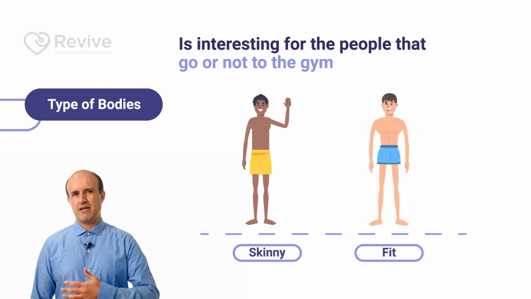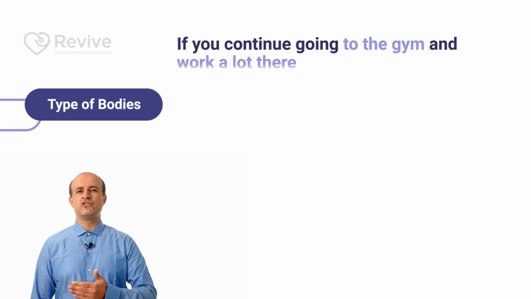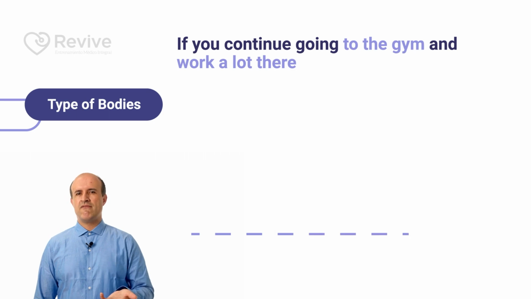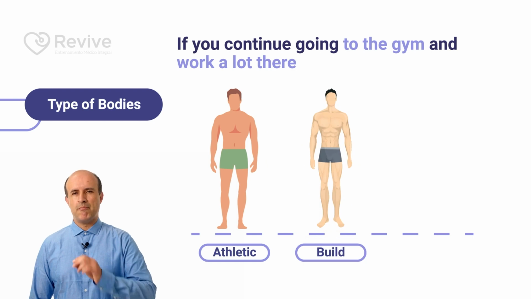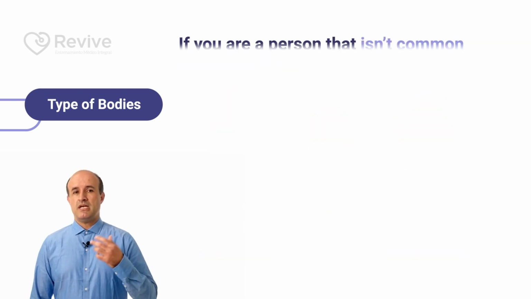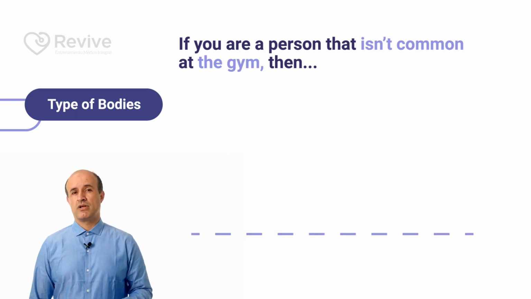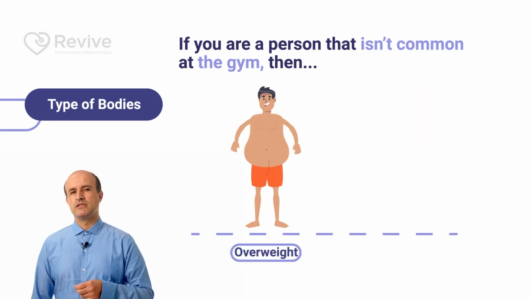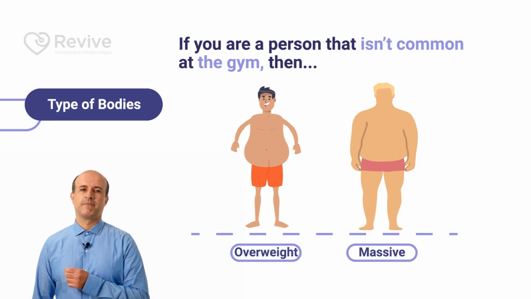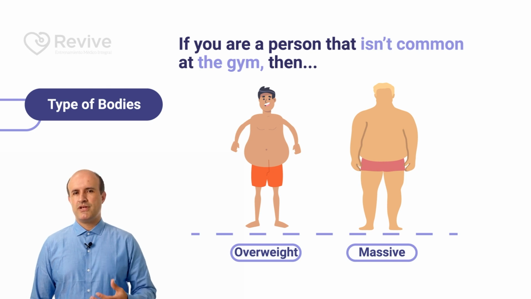The fit is a type of body for people that are starting at the gym. Then we continue going to the gym and work a lot there. You can have any of these three body types: athletic, built, and bodybuilder body. If you are a person that isn't common at the gym, then you can have a flabby, bulky, chubby, overweight, or massive type of body. These types of body are bigger than the most common types. This was our section on the description of the body and its builds.